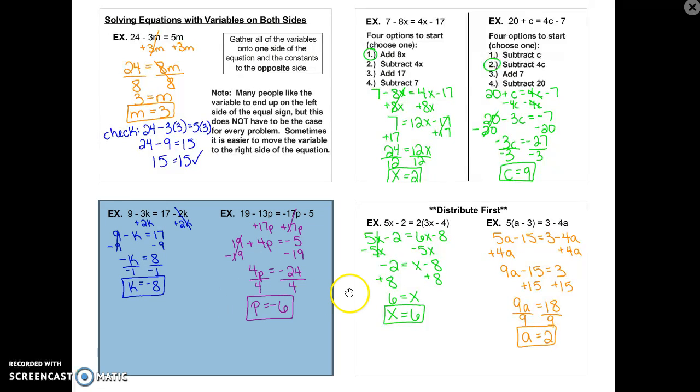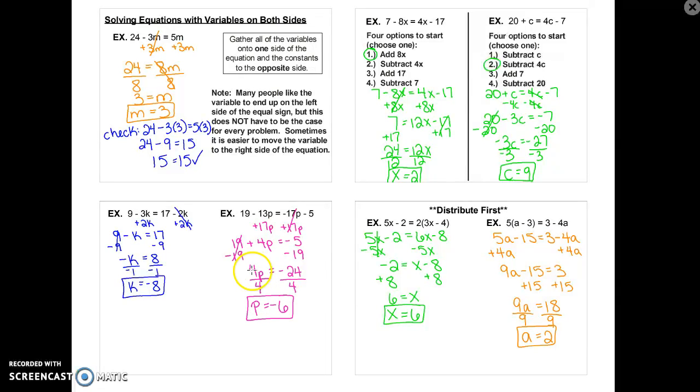One final step, you need to divide both sides by 4. So negative 24 divided by 4 is a negative 6. So our final answer is that p equals negative 6. Now the next 2 examples are slightly different to start out, and that's because you have parentheses involved.